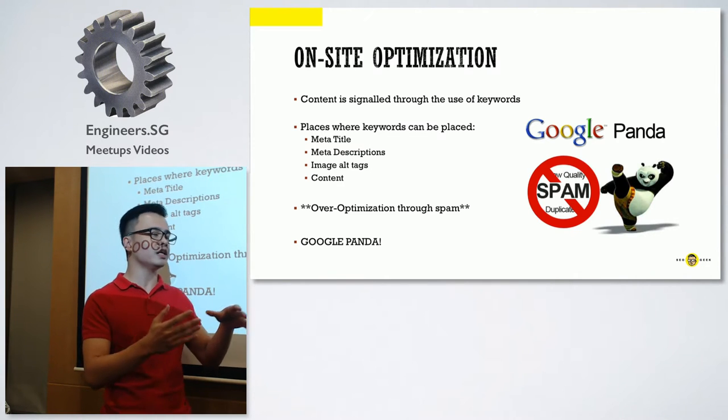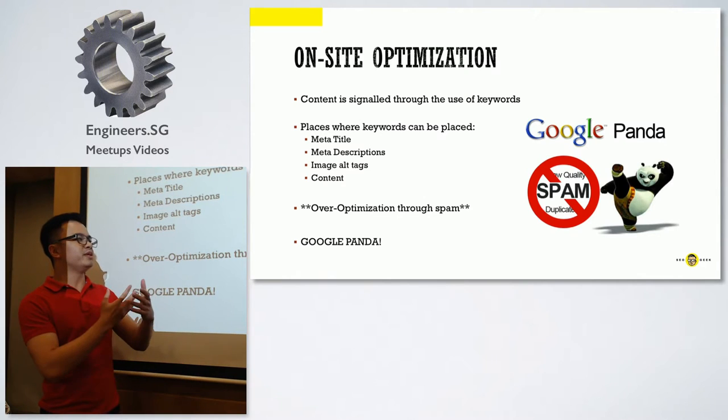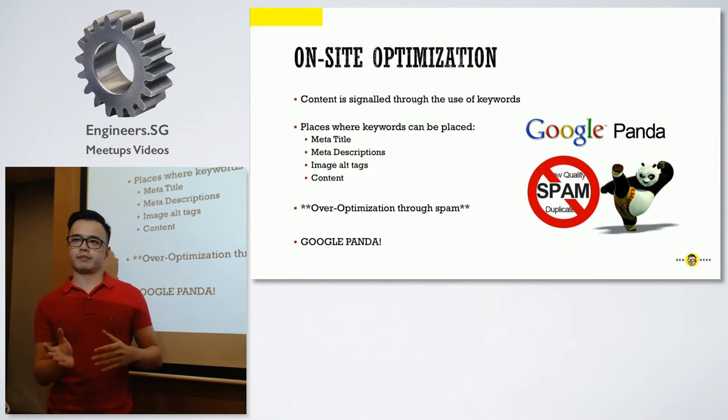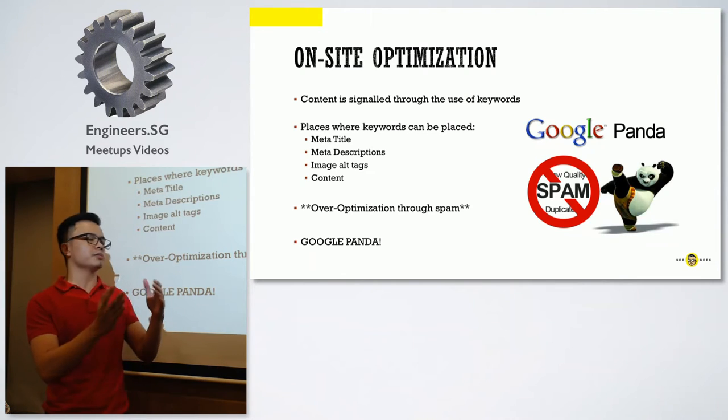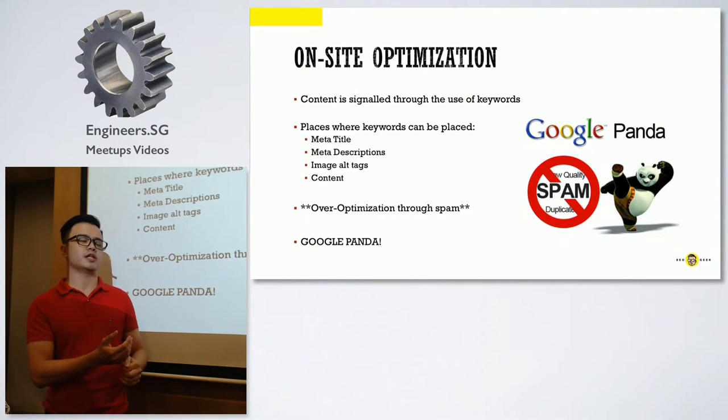So because of that, Google Panda came about. So a rough idea, Google Panda basically eliminates spam of low quality websites. Okay, so low quality websites are basically people who overspam. Okay, they put your keywords everywhere and you duplicate content.